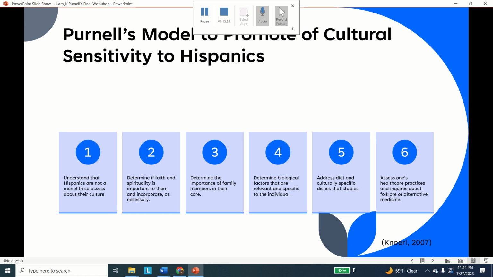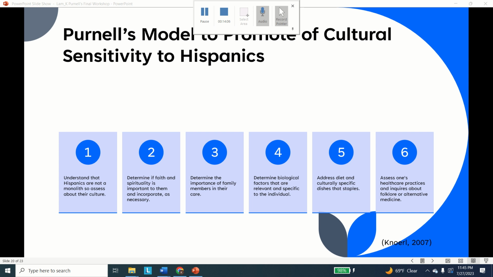How to use Purnell's model for cultural sensitivity for Hispanics. Understand that Hispanics are not a monolith, so assess their culture and find out what specific culture they belong to. Determine if faith and spirituality is important, and if it is, incorporate that into their care. Determine the importance of family members within their care. For instance, if a father figure is around, you might think in the back of your head that they are the decision makers, so you want to include them as well.